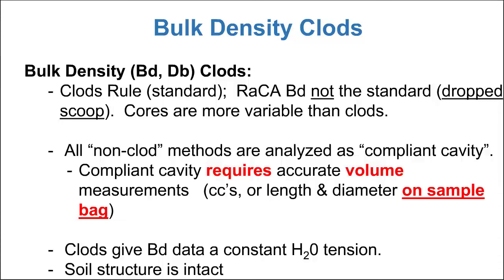Now, a couple of other points. If you do the clods, you're getting bulk density at constant tension, third bar tension. All of the other methods are giving you bulk density at whatever the water tension was at the time that you sampled. And that varies some, obviously. And also, the structure is intact for the clods.